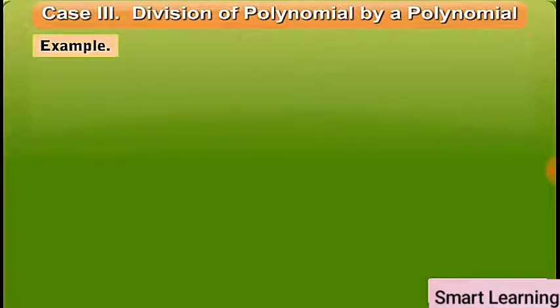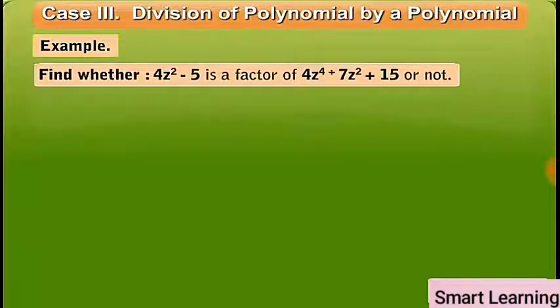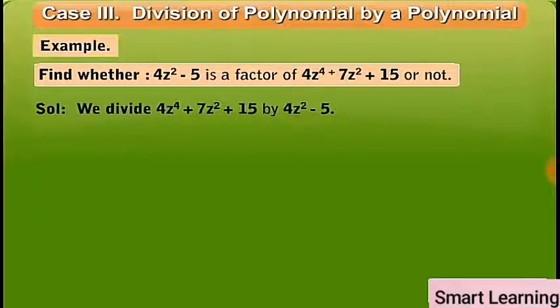Let us do an example. Our example is find whether 4z square minus 5 is a factor of 4z to the power 4 plus 7z square plus 15 or not. Let us see the solution. For checking the factor, we will divide 4z to the power 4 plus 7z square plus 15 by 4z square minus 5. If the remainder comes out to be 0, then 4z square minus 5 is a factor of 4z to the power 4 plus 7z square plus 15.